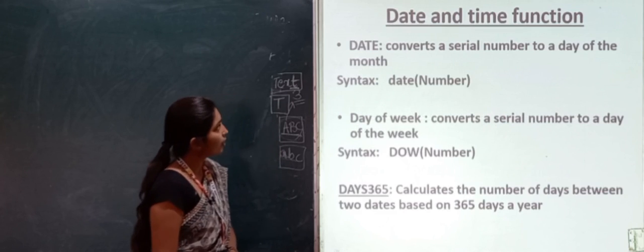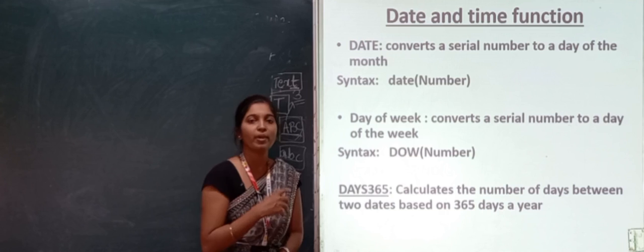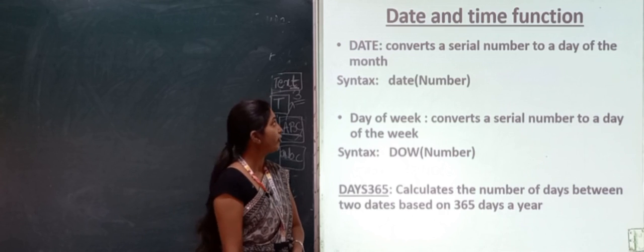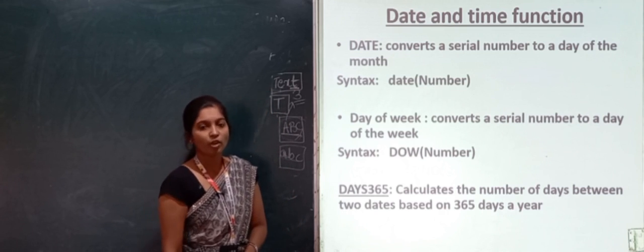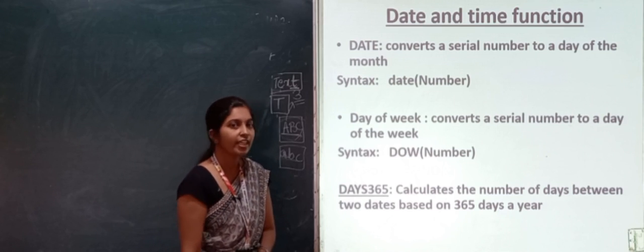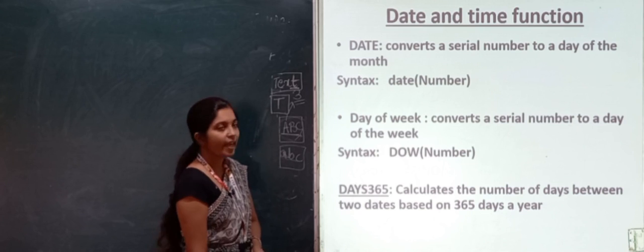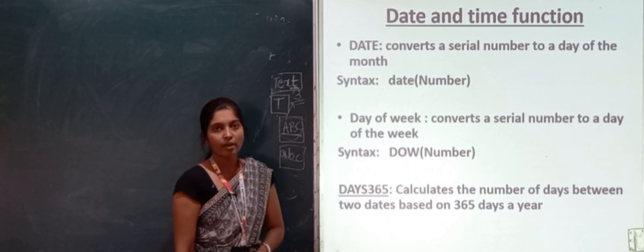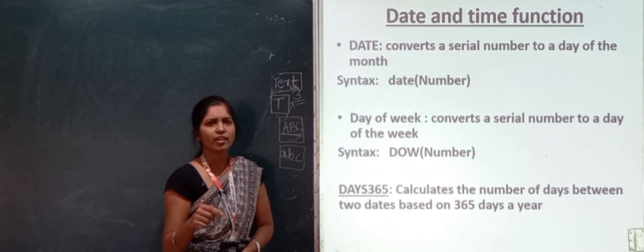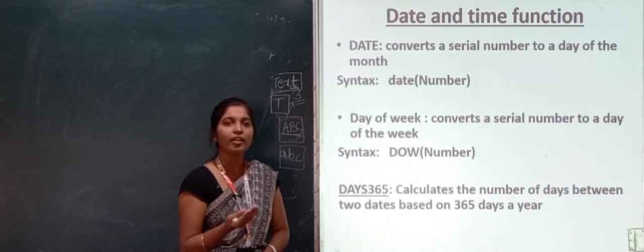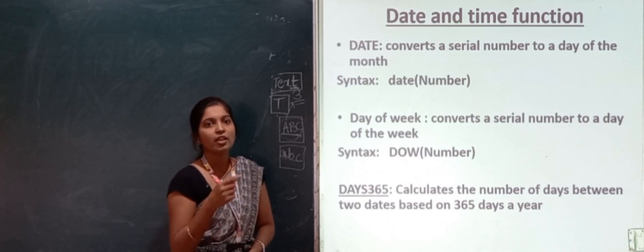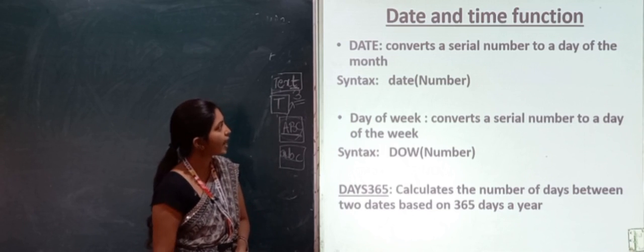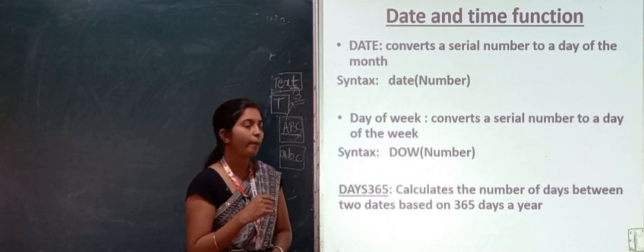So the next functions in MS Excel are the date as well as time functions. The first function in the date and time functions is DATE, D-A-T-E. It converts a serial number to a day of the month. If I enter any number, it represents which date it is based on the calendar of your computer. The syntax is DATE in brackets, number.